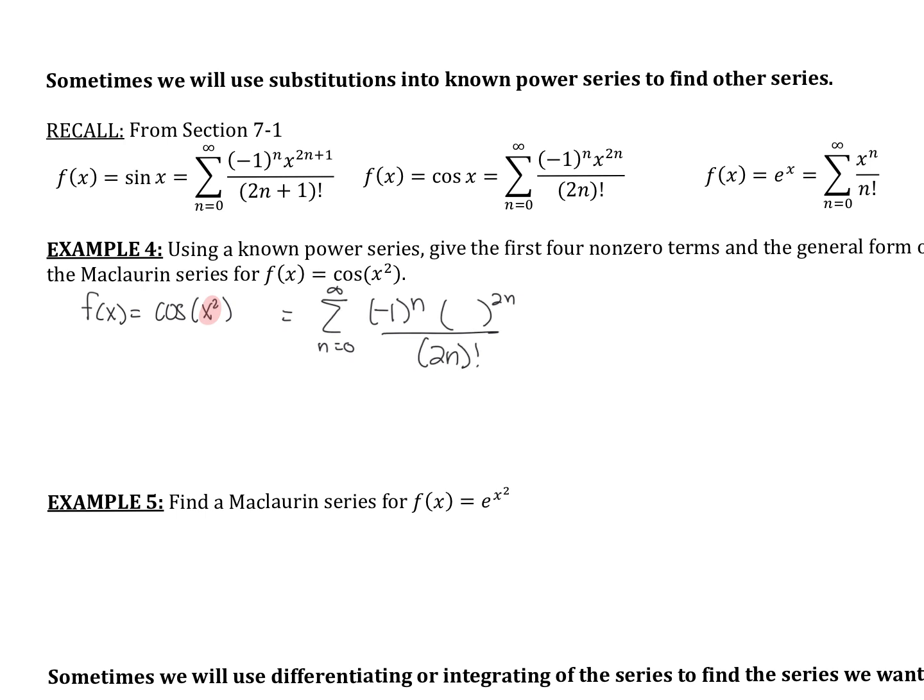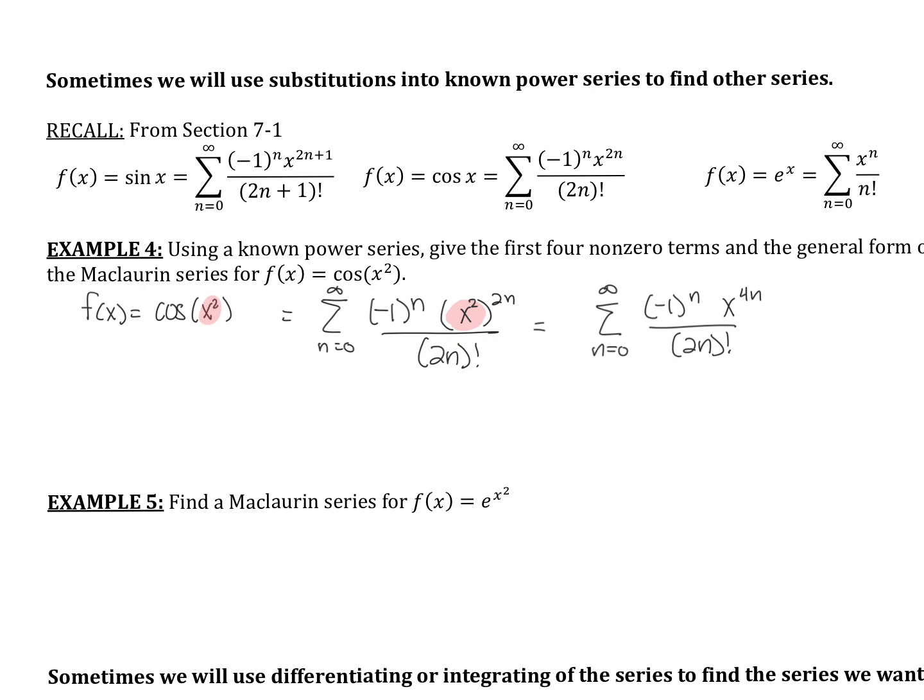You'll notice I left the x out, because what I'm going to do now is take what my argument is of my cosine. Since it's not the original argument, I'm going to take that x squared, and that's going to go in here. So this is going to become x squared. And it's as simple as that. I can clean this up to say that this is going to be the series from n equals 0 to infinity of negative 1 to the n, x to the 4n over 2n factorial.